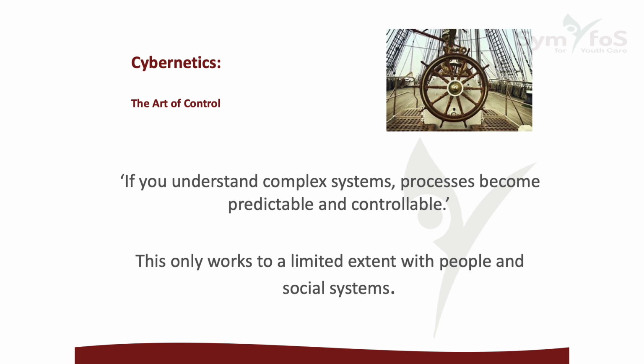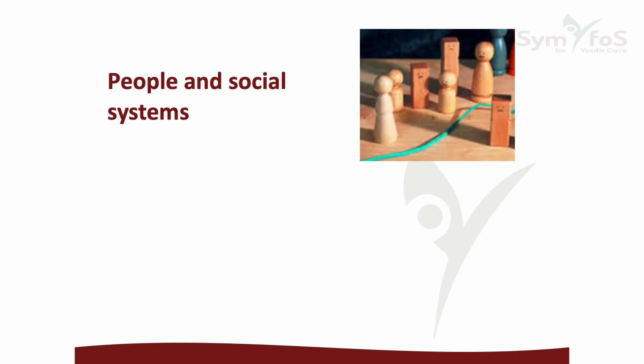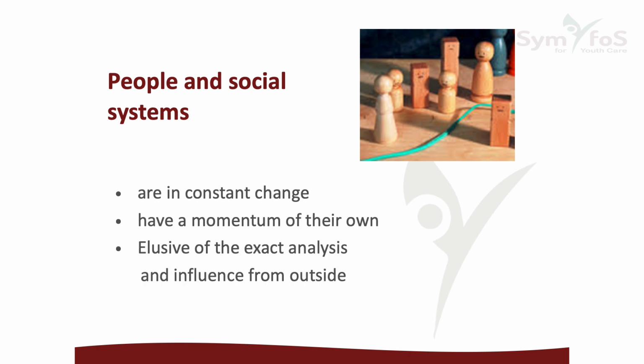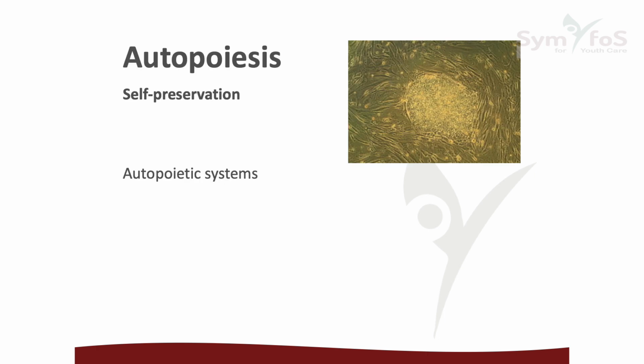In contrast to trivial systems like machines, it is difficult or impossible to predict what a certain stimulus triggers in a person or a social system. People and social systems are in constant change, have a momentum of their own, and elude exact analysis and influence from outside. Processes are difficult to predict.